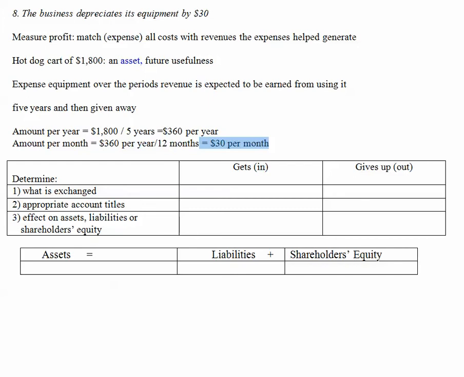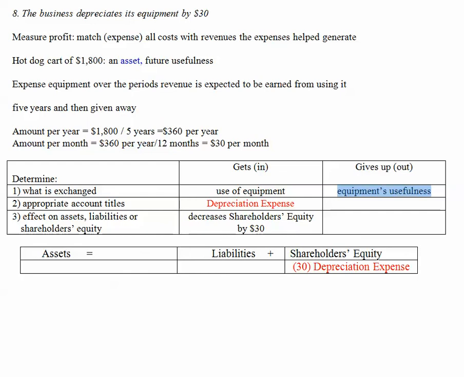Well, what did we get? Well, we are getting use of an asset. When you use an asset, it's an expense. Now, the type of expense is called depreciation expense, which is the title used rather than equipment expense. Depreciation expense, like any expense, decreases shareholders' equity. So we're going to reduce shareholders' equity for the amount of usefulness used.